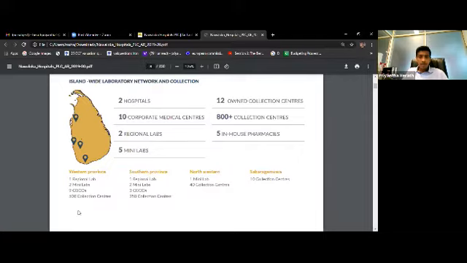Collection centers. Own collection centers, COCO, own collection centers: nine in Colombo and three in Southern Province, and this is how they operate.